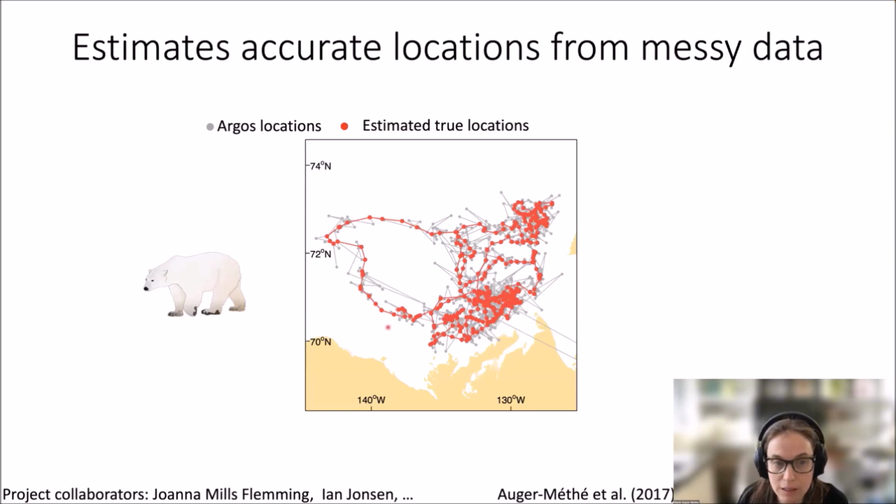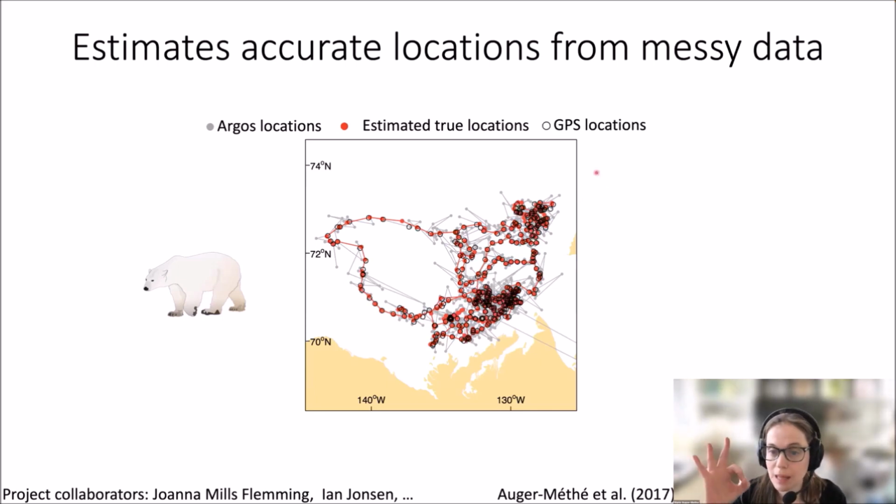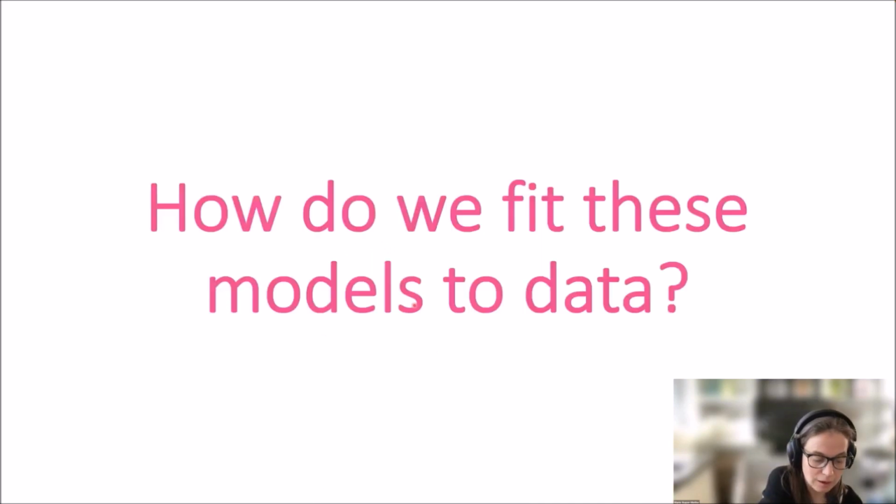So the gray here is the Argos location. The red is the estimated true location with our state space model. And then the black circle that I just overlaid on top of it is the true location of the animals. And you can see that the state space model, for a variety of reasons, is doing very well. So the estimated locations in red are very close to the GPS location, and definitely much closer than the gray locations that are all over the place. Okay, so hopefully you're convinced that state space models, when they're good, are advantageous.